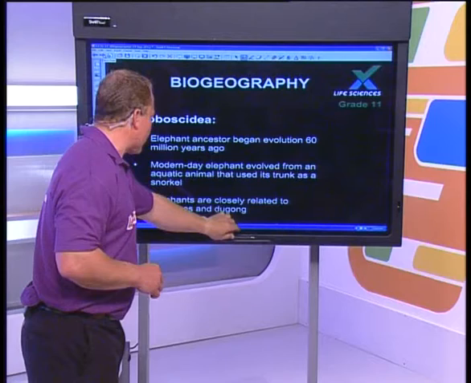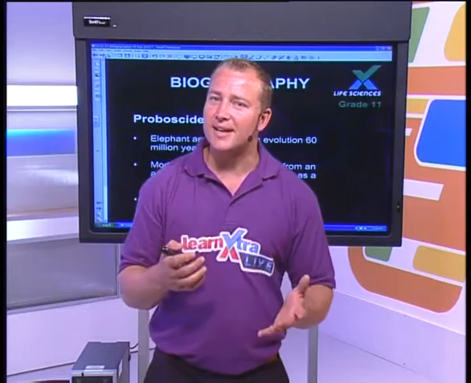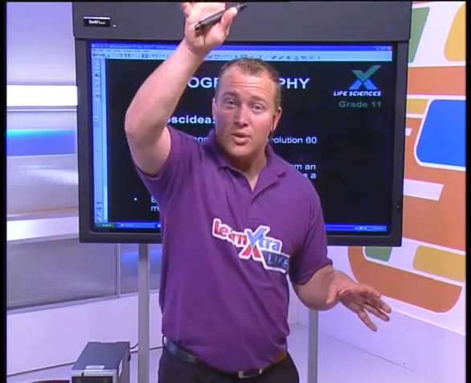An elephant's ancestors began evolution 60 million years ago. The modern day elephant has got a trunk. It used to be an aquatic animal. It used to use its trunk to snorkel, to breathe underwater. How cool is that? You can still see it today. If you watch a herd of elephants, they go into the water and bathe, and here comes a snout out, sucking up the air, relaxing and enjoying life. That's what it uses its nose for.